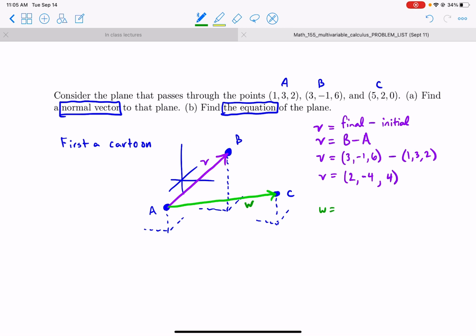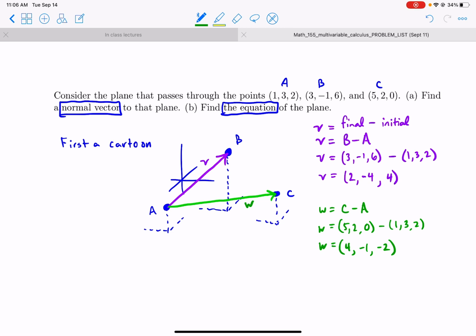And now let's give the green one a name, W. So what's W? Well, W is C minus A, final minus initial. C is 5, 2, 0. A is 1, 3, 2. Okay, I can do this. 5 minus 1, 2 minus 3, 0 minus 2. Okay, so now I have my vector V and my vector W. And both of those vectors live in the plane. They span the plane.